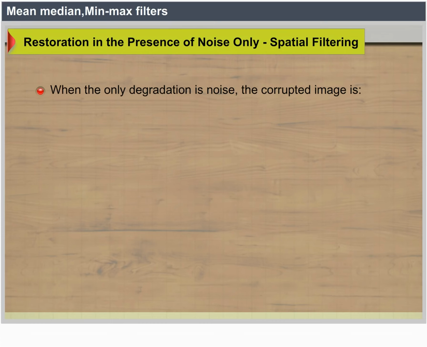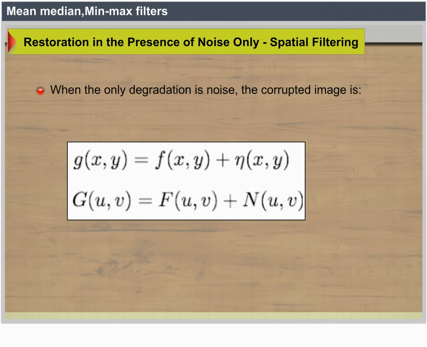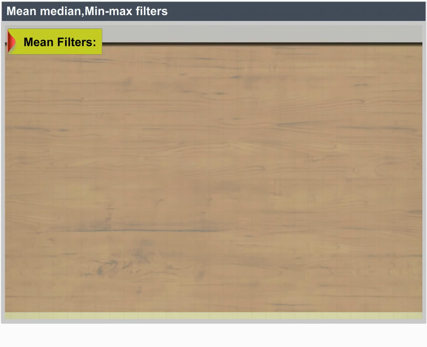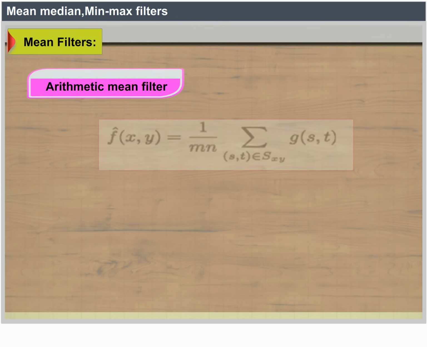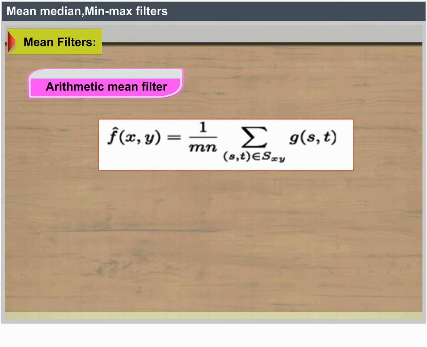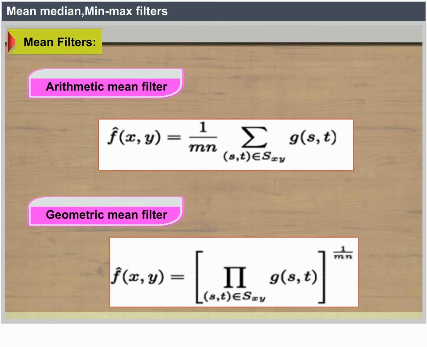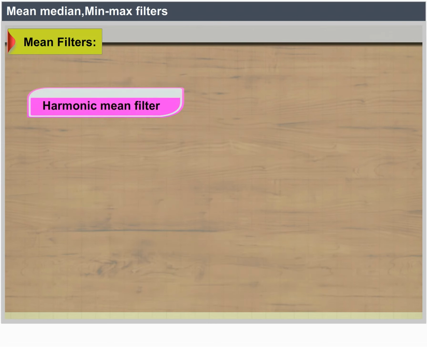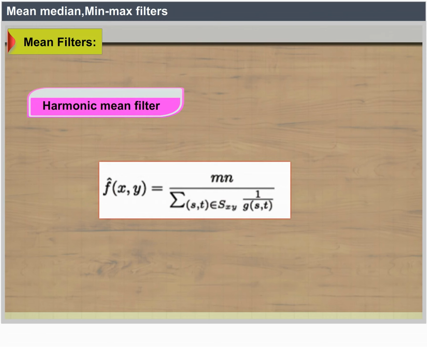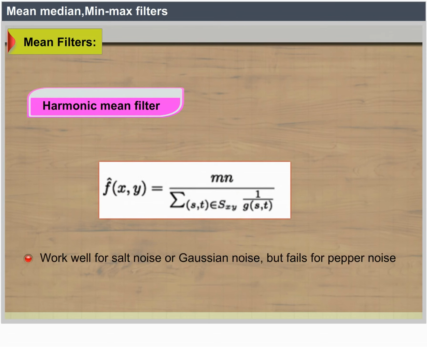It works well for salt noise or Gaussian noise, but fails for pepper noise. Contraharmonic mean filter equations are also shown. Q is the order of the filter, good for salt and pepper noise. It eliminates pepper noise for Q greater than 0 and salt noise for Q less than 0. Note: arithmetic mean filter if Q equals 0, harmonic mean filter if Q equals -1.